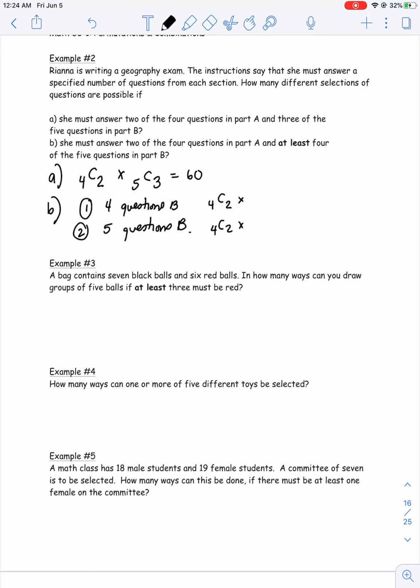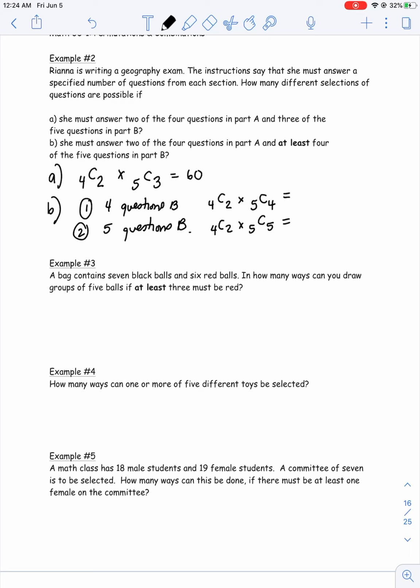But when we're choosing 4 questions to solve, we're saying that there are 5 to choose from, and we're only choosing to answer 4 for case 1. And from 5 questions, we're answering all 5. So we're going to get each of these answers separately.